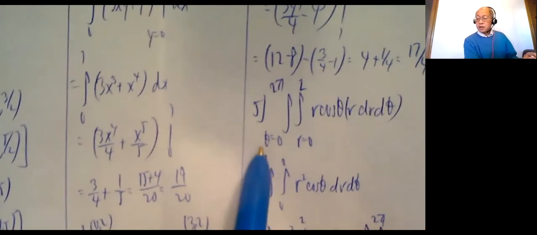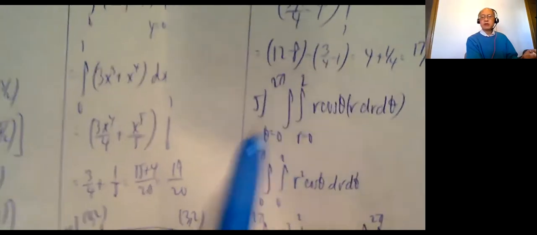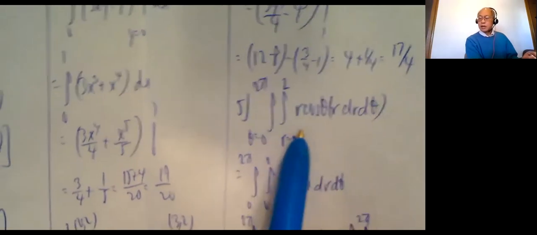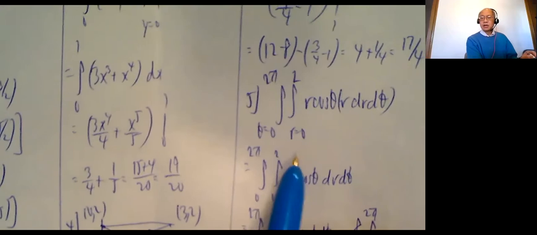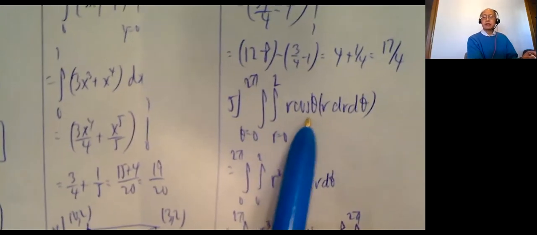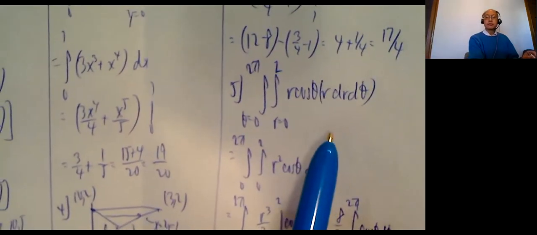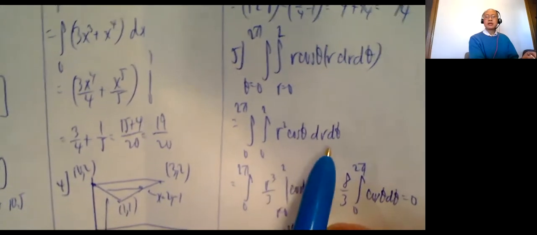Number 5, radius is 2. So r equals 0 to 2. Theta goes from 0 to 2 pi. You're integrating x, which is r cosine theta, times r dr d theta. r squared cosine theta dr d theta.